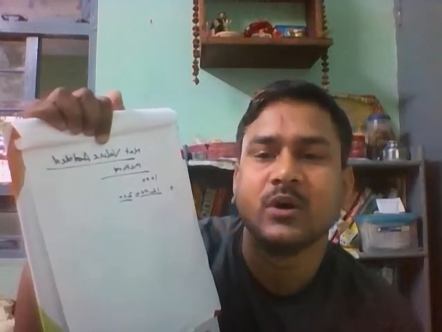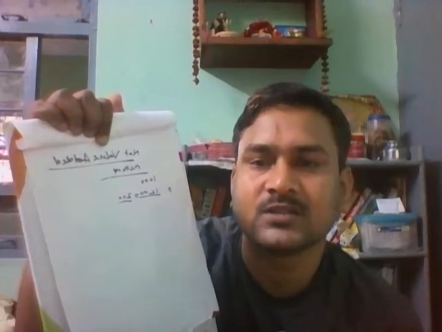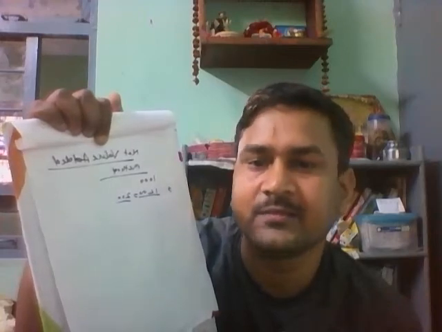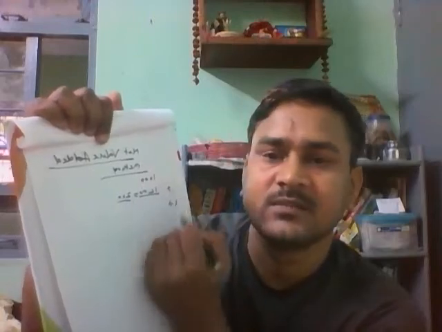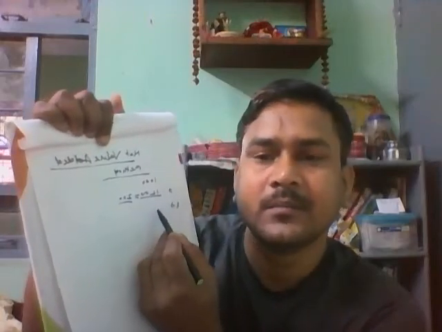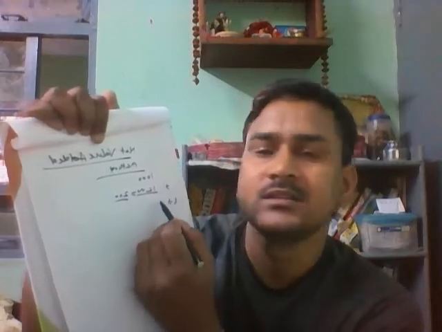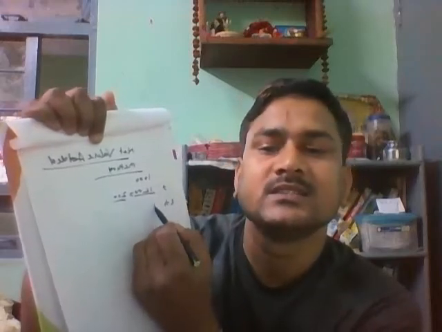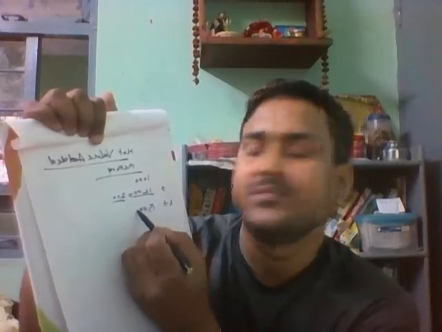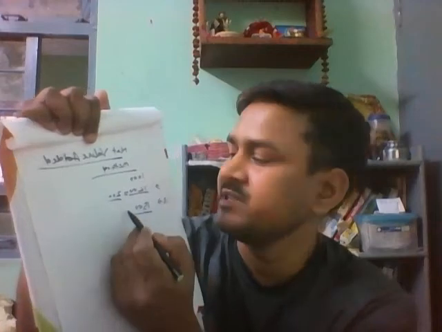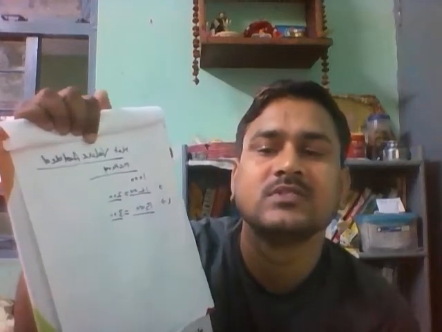Suppose the flour mill sells this product to the bakery and the bakery makes bread. This is the third level. The bakery makes bread from the flour and sells it for 1500. It means the bakery adds a value of 300.